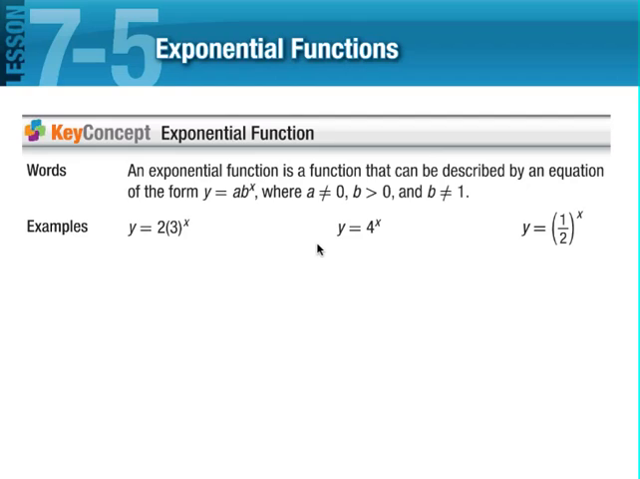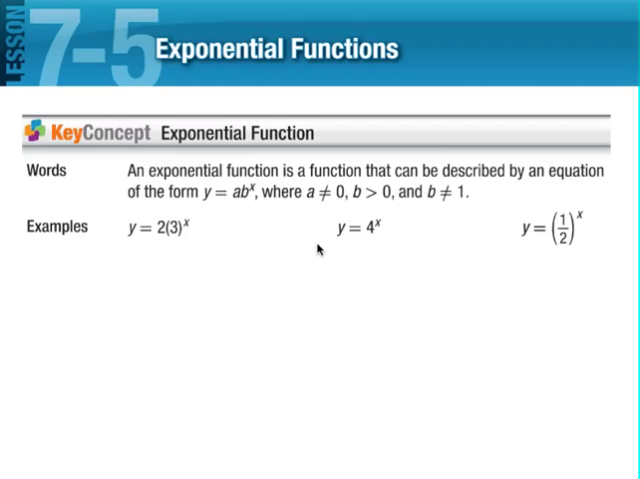A can't equal 0. Why can't a be 0 in that function? Because then the answer would be 0. If I put 0 for a, I'm just going to get y equals 0 for everything. So that's why it can't be 0. It can be anything but 0. It could be a negative number, a positive number, or a fraction.